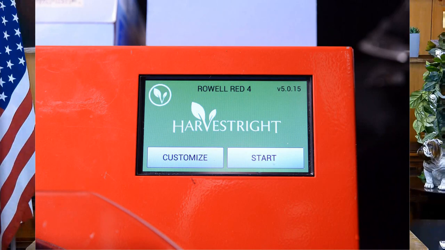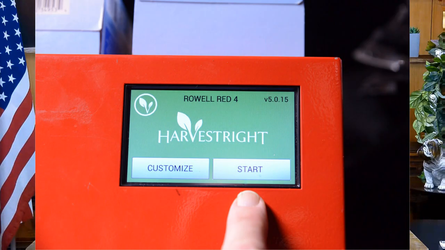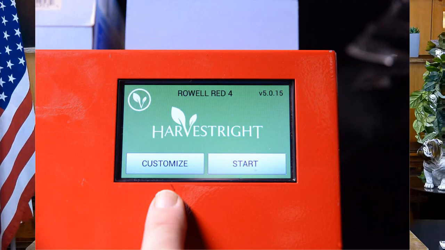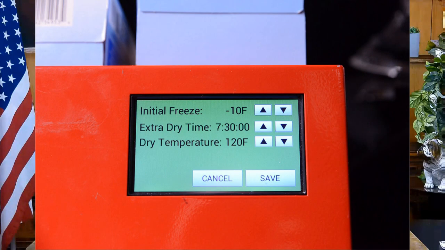Now, mind you, I've got the latest firmware. At least my firmware is the 5.0.15, which is the latest one as of this recording. Depending upon when you're watching it, you might have an updated one, but I'm gonna take you through this and I'm gonna show you. Here's what the screen looks like when it's ready to start. Okay, there's the start button right there, and when you press the start button, it takes you through starting it. I'm not gonna get into that, but you also have this customize button, and when you press this customize button, you're gonna get this screen.